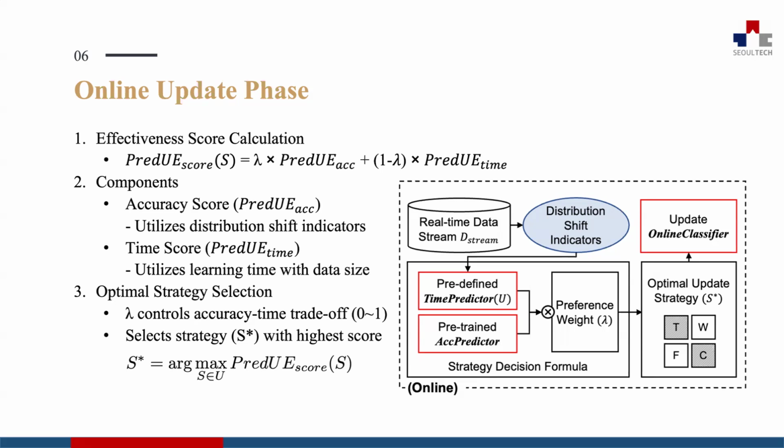Using those estimated time and accuracy values, we calculate the effectiveness update score using the preference weight lambda. Here, the preference weight lambda has a value from 0 to 1, and consequently we define the optimal update strategy as the one which maximizes this effectiveness update score. And finally, we update the online classifier using this optimal update strategy.